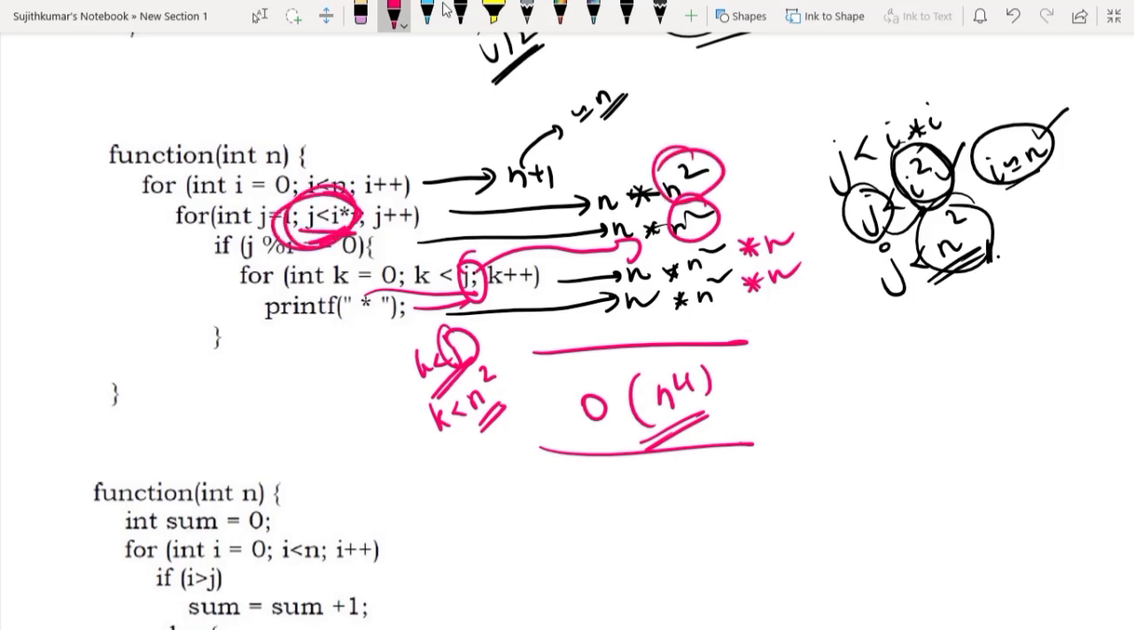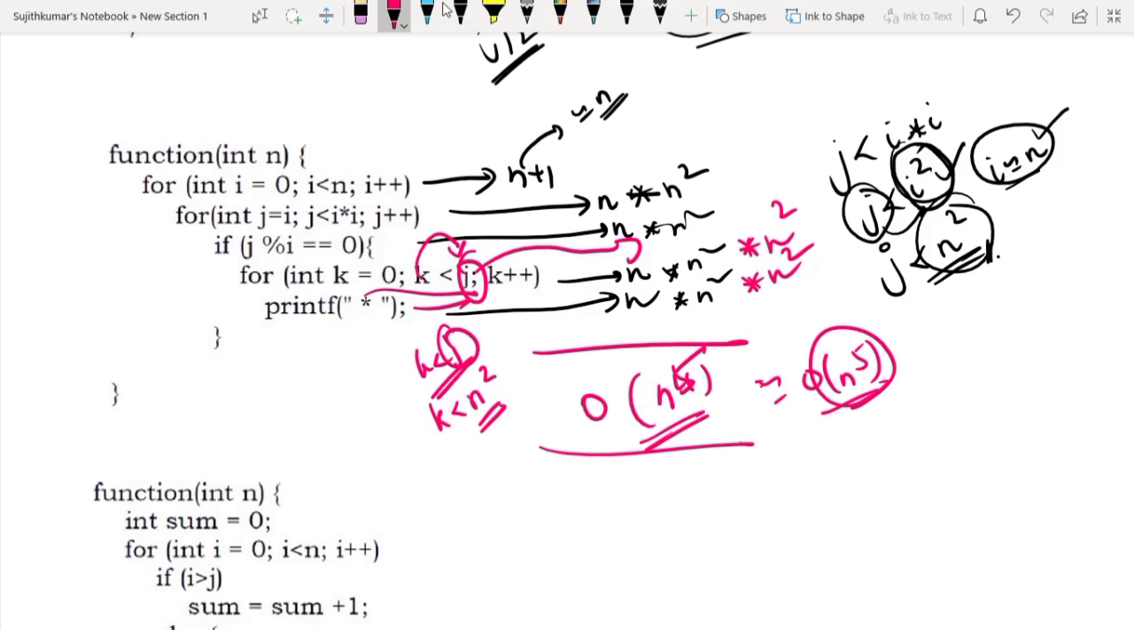You can see that here, j is executing for n square times. So since k also follows j, it will also execute for n square times, right? So totally I'll get big O of n power 5, which is very bad.